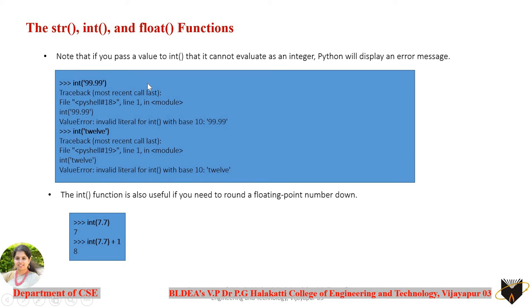So these are a few examples to tell you what will happen if you do a type conversion which is not suitable. You can see here, int of '99.99' is a float value, though it is enclosed in single quotes, it cannot be converted into the integer. Why? Because it is a string of the float, and it cannot be converted into the integer. And similarly here, int of '12' is actually a string, and again you will get an error if you do the type conversion here.